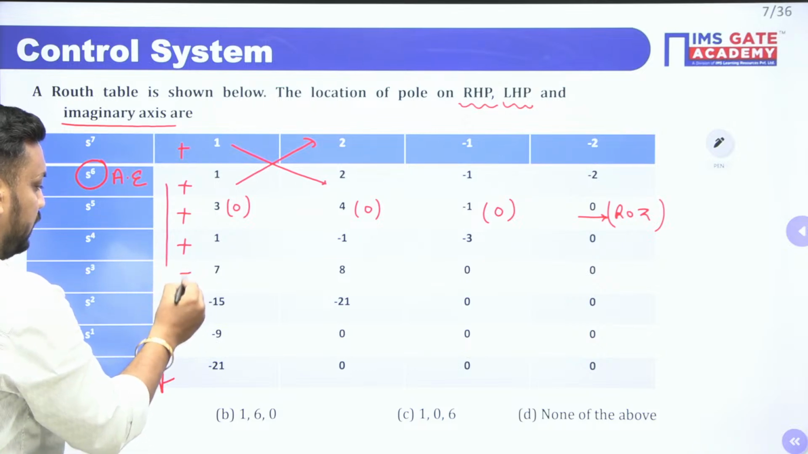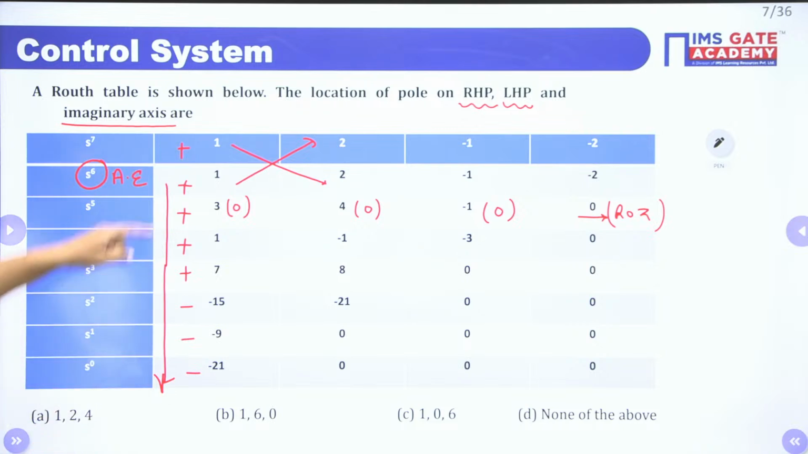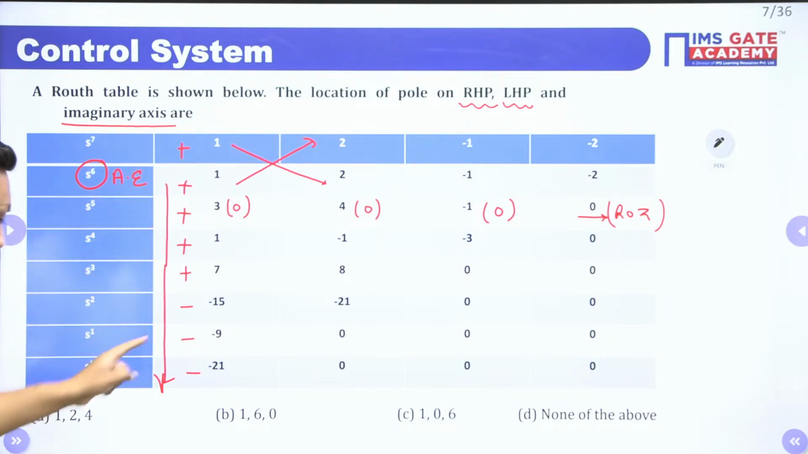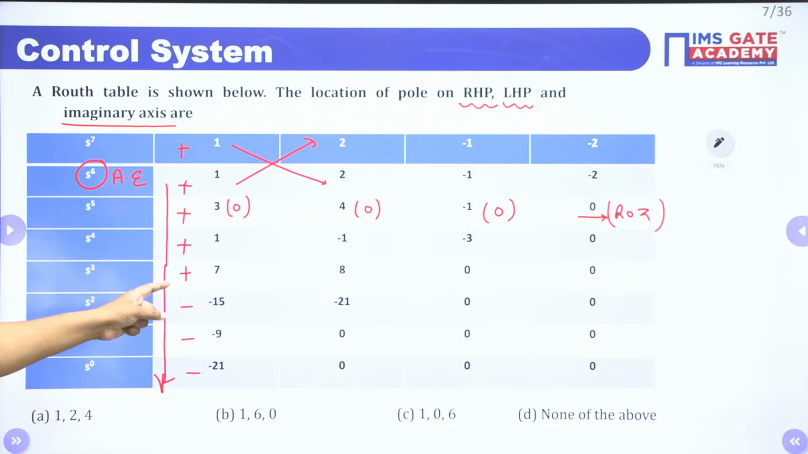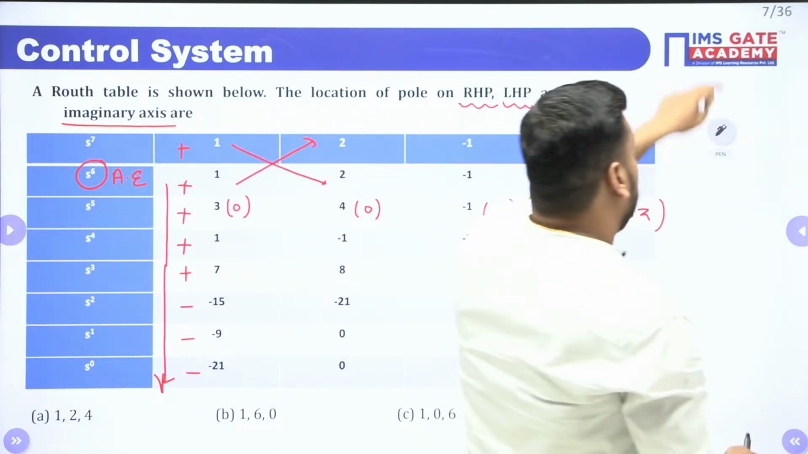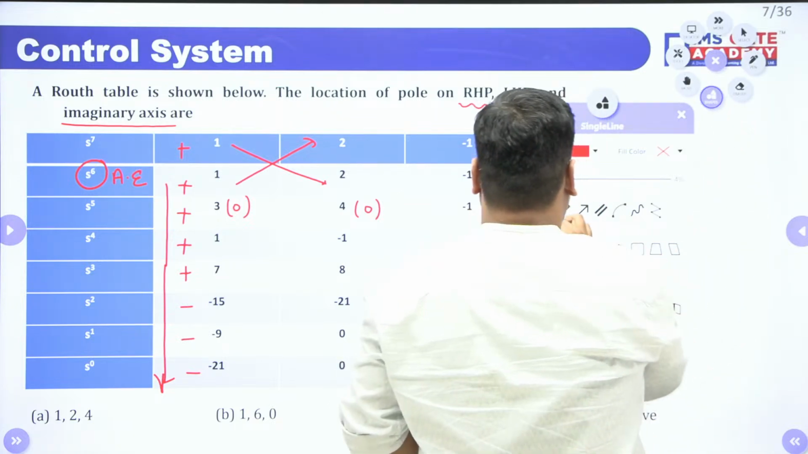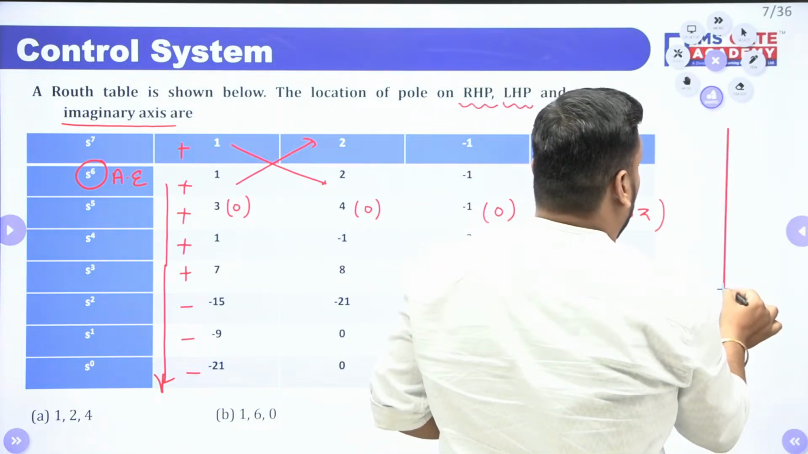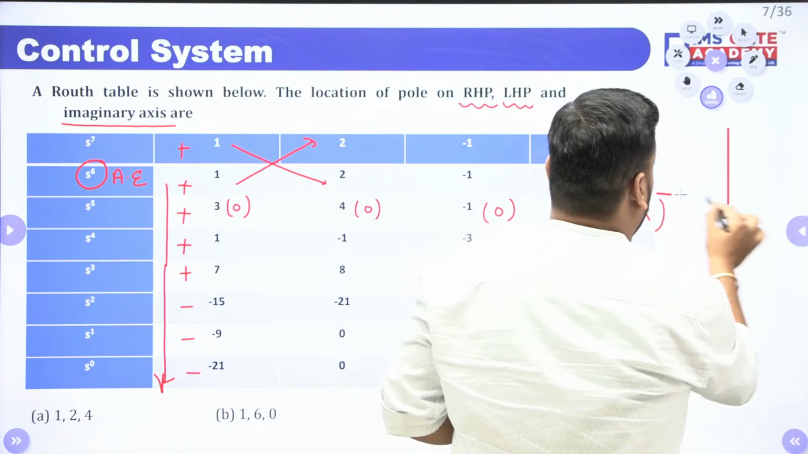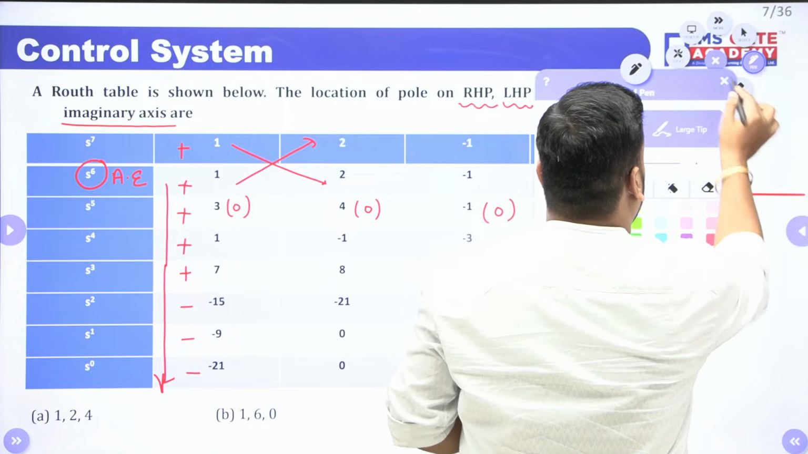Here is plus, here is minus. Now you need to check how many sign changes. From here to here, plus to minus, one sign change. Then no sign change. Only one sign change, from s to the power 3 to s square. So from the auxiliary equation downward, only one sign change we are having. Correct?